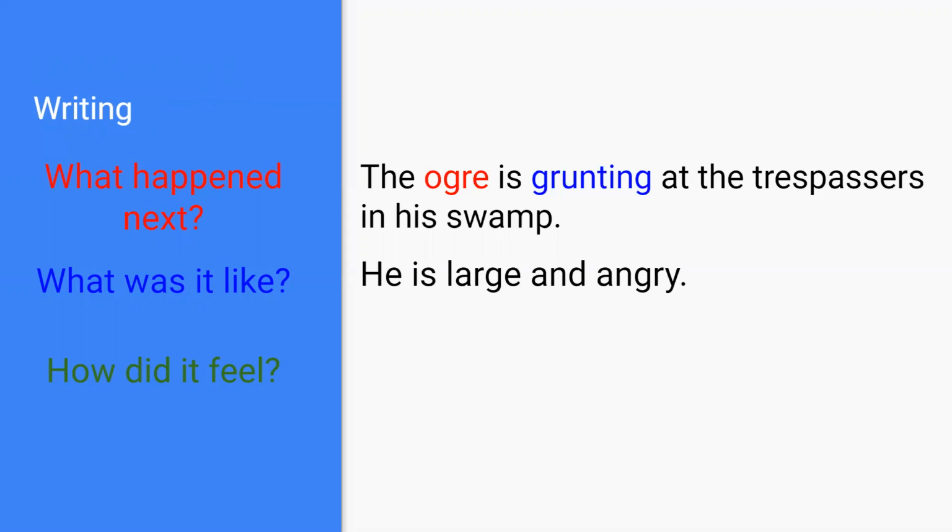Then I go through the same process. What happened next? What is it like? How did it feel? I think of the people in the swamp. They are probably scared when they see an ogre and want to get away. Kind of like what happens at the beginning of Shrek. I have my next sentence.